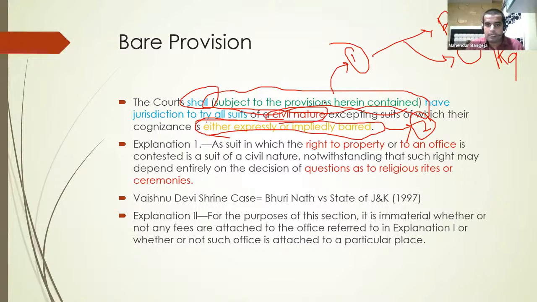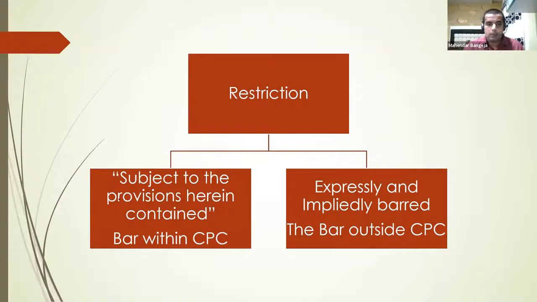Now I will not be dealing with the meaning of civil nature in this session, because we are basically dealing with the jurisdiction itself. So I will be only dealing with the restrictions within CPC and outside CPC, and I'll explain you section 11 thoroughly. See, so the use of words subject to the provision herein contained creates a bar within CPC, and expressly and impliedly barred creates a bar outside CPC.